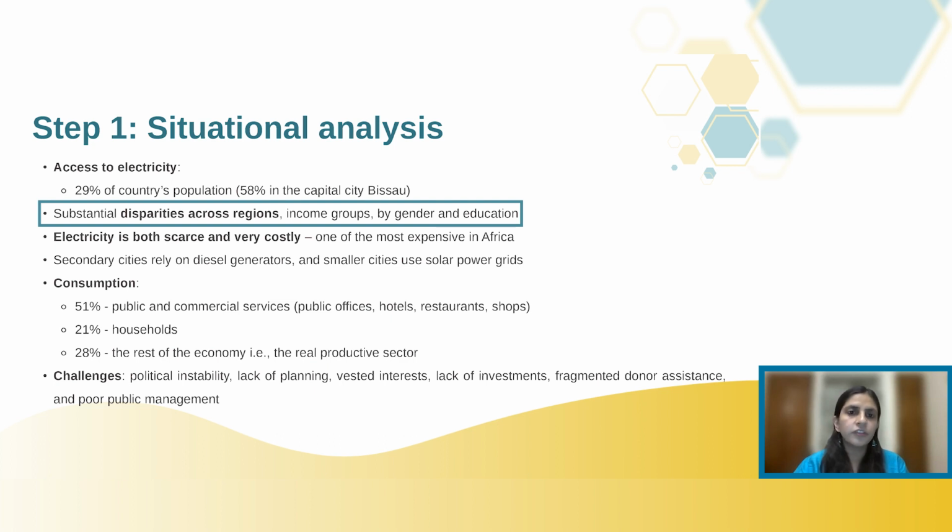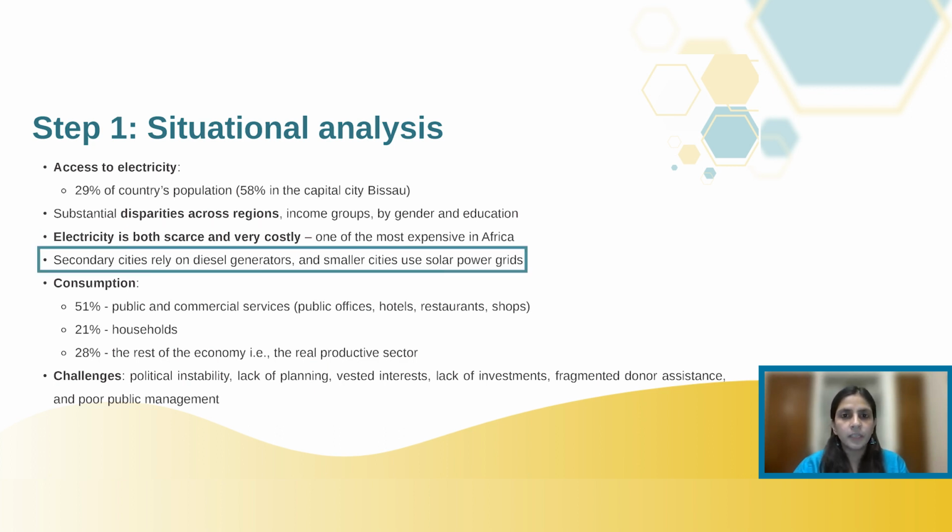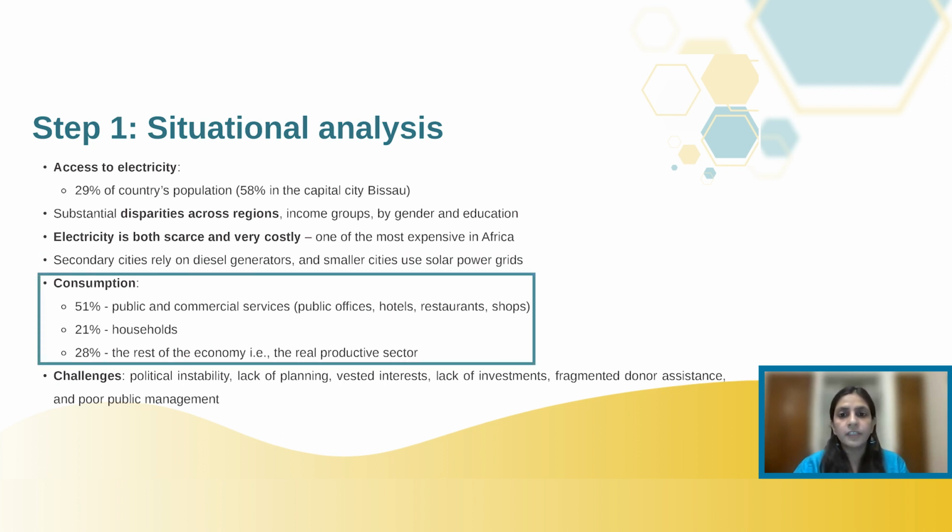For example, the national gender gap in access to electricity is of 5% and rises up to 10% in the Bijigos Islands. Electricity is both scarce and very costly, making it among the most expensive in the African continent at present. The demand-supply gap is immense. In 2018, it was estimated that the country's electricity peak demand is more than double the installed generation capacity, leading to recurrent energy crisis. The level and composition of electricity consumption reflects the limited rate of access to electricity in the residential sector and the weak role of the productive sector in the country's economy.